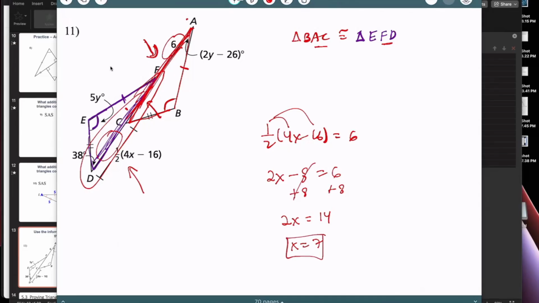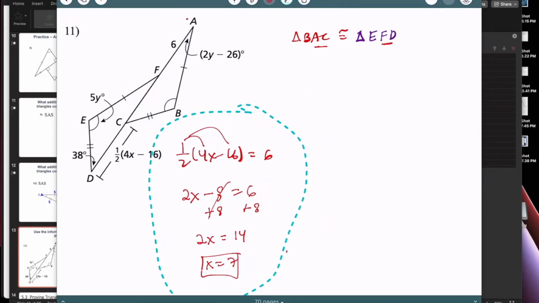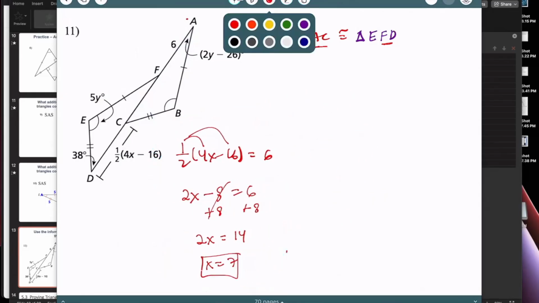Okay, so since the triangles are congruent by side angle side, I could set the two bottom pieces equal to each other. To solve for y, I'm going to clean up my diagram here. Let me move this out of the way. So to solve for y, if I look at my diagram, we have two y's here. We have a y here.